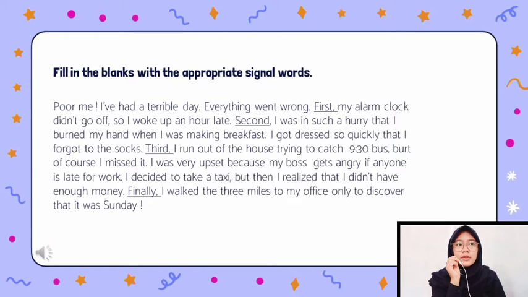I got dressed so quickly that I forgot a sock. Third, I ran out of the house trying to catch the 9:30 bus, but of course I missed it. I was very upset because my boss gets angry if anyone is late for work. I decided to take a taxi, but then I realized that I didn't have enough money. Finally, I walked the 3 miles to my office only to discover that it was Sunday.